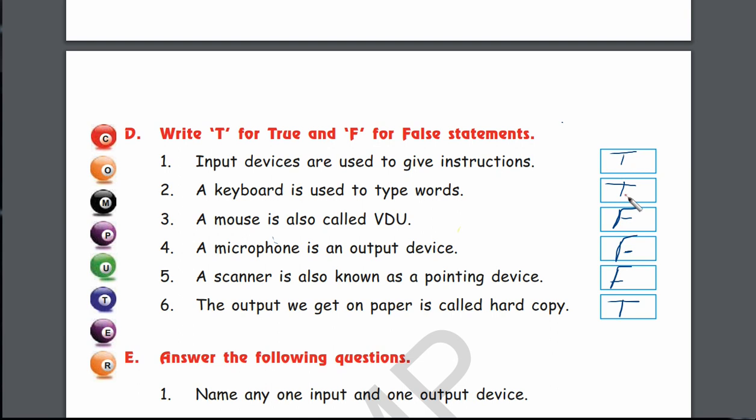Number 1 true, number 2 true, number 3 false, number 4 false, number 5 false, number 6 true. Okay? Alright? Okay.